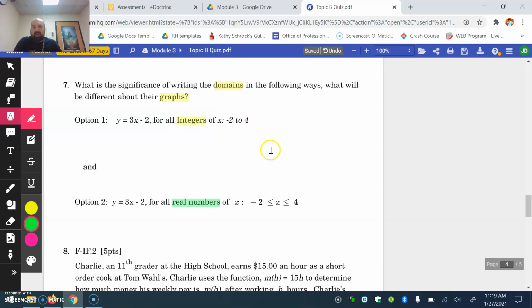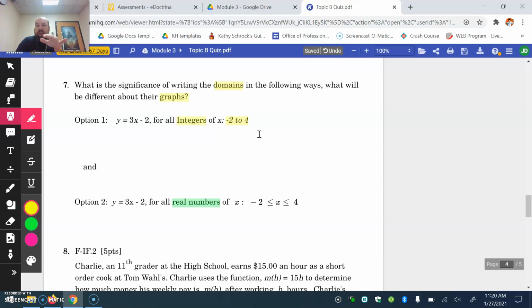Essentially, the domains are very similar. For option 2, it's going from -2. It's not letting me highlight here. From -2 to 4. For option 1, it's going from -2 to 4 also. But the graphs will be different.